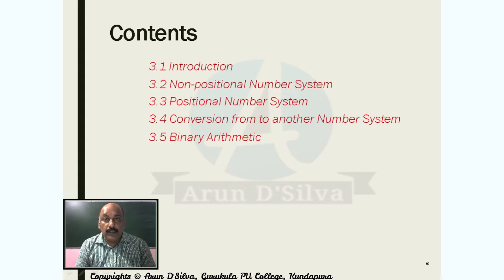the non-positional number system, the positional number system, and in positional we have seen different types of number system, that is decimal, binary, octal, and hexadecimal. And at the same time, we learned to convert from one number system to another. From decimal to binary, octal, hexadecimal. Similarly, from binary to decimal, octal, hexadecimal. And from octal to decimal, binary, and hexadecimal. And hexadecimal to decimal, binary, octal.